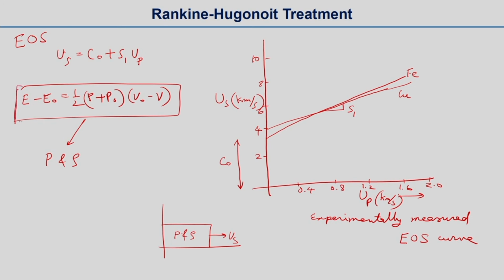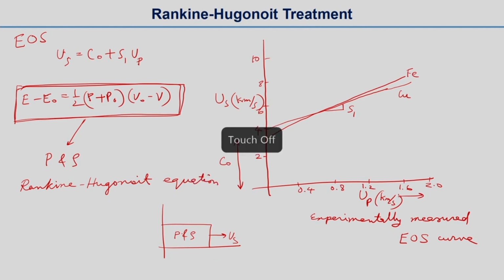So, this equation, the earlier one, we derived from all the conservation equations. This relationship between P and rho is called the Rankine-Hugoniot relationship, or it is called only Hugoniot. So, we will discuss the rest of part of it in the next lecture.